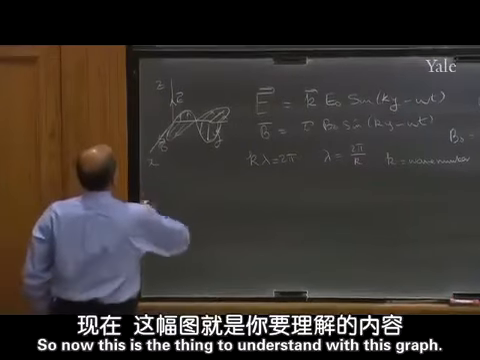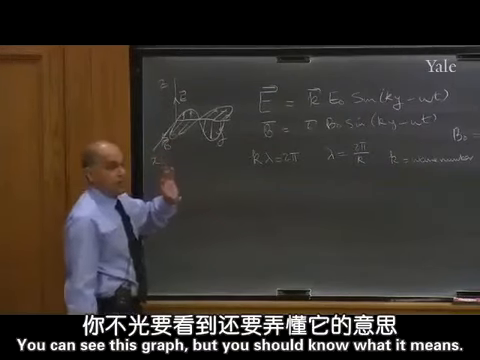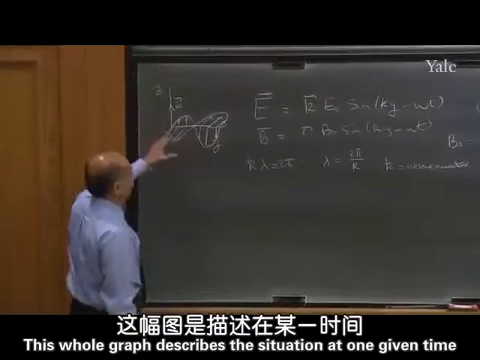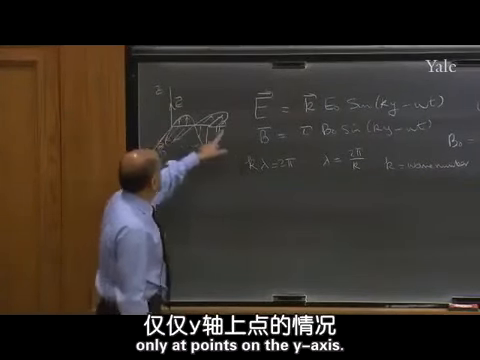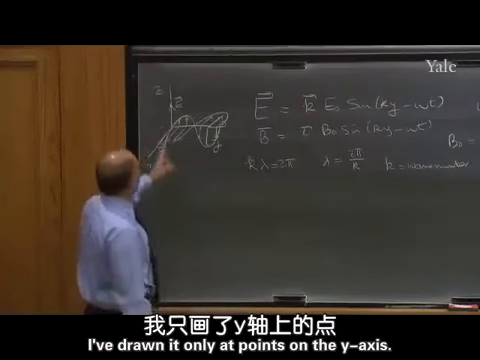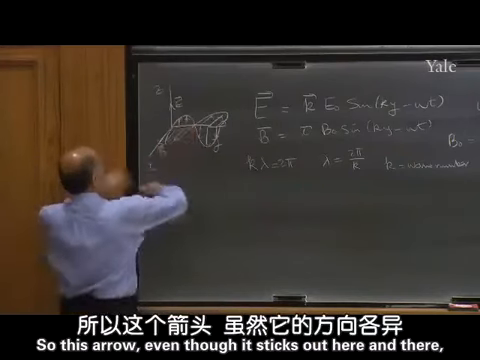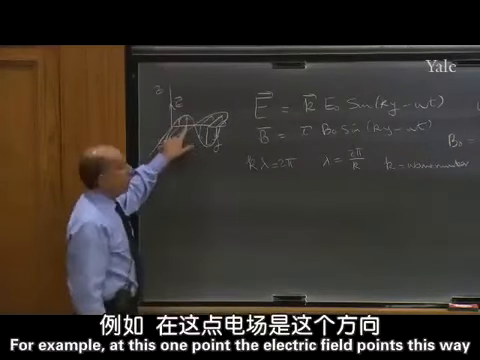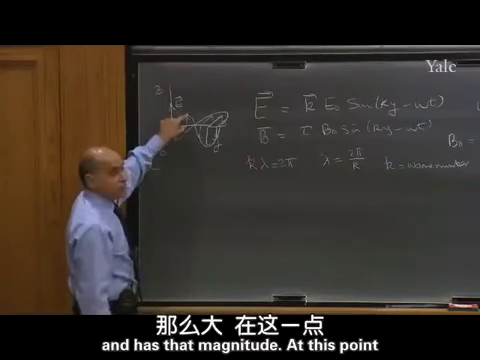So now this is the thing to understand with this graph. You can see this graph, but you should know what it means. This whole graph describes the situation at one given time, only at points on the y-axis. I've drawn it only at points on the y-axis. So this arrow, even though it sticks out here and there, is not talking about the whole region. It's talking about that one point. For example, at this one point, the electric field points this way and has that magnitude.